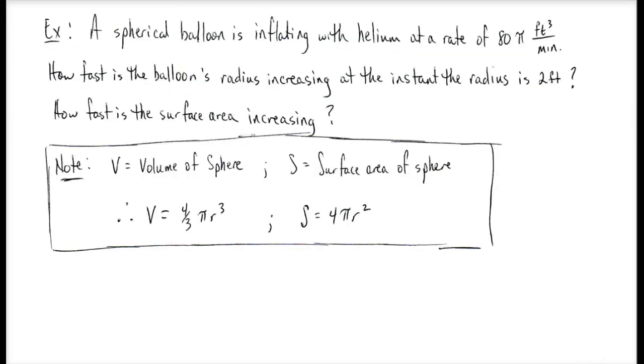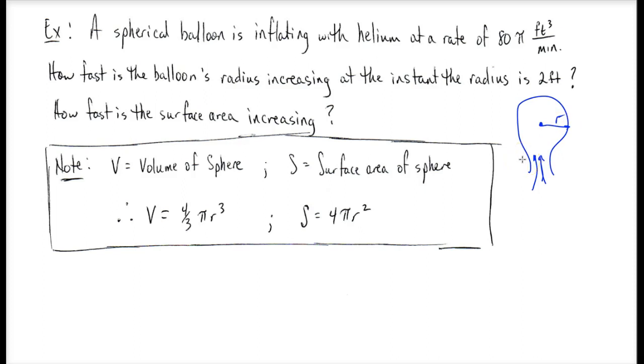All right, so for our next example, we have a spherical balloon that is inflating with helium at a rate of 80 times pi cubic feet per minute. And we want to know how fast the balloon's radius is increasing at the instant the radius is at 2 feet. And we also want to know how fast the surface area is increasing. So if we're looking here, we have some helium balloon, and of course we're pumping air into it. And we know that for that balloon, as it inflates, the radius of it is going to get larger as well.